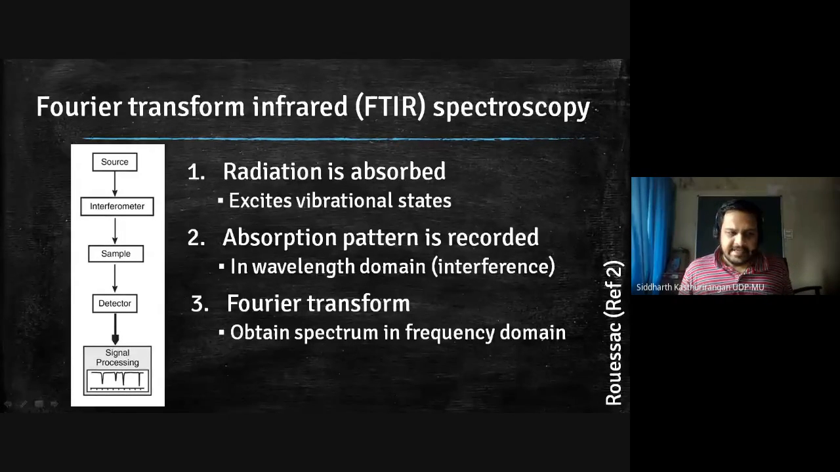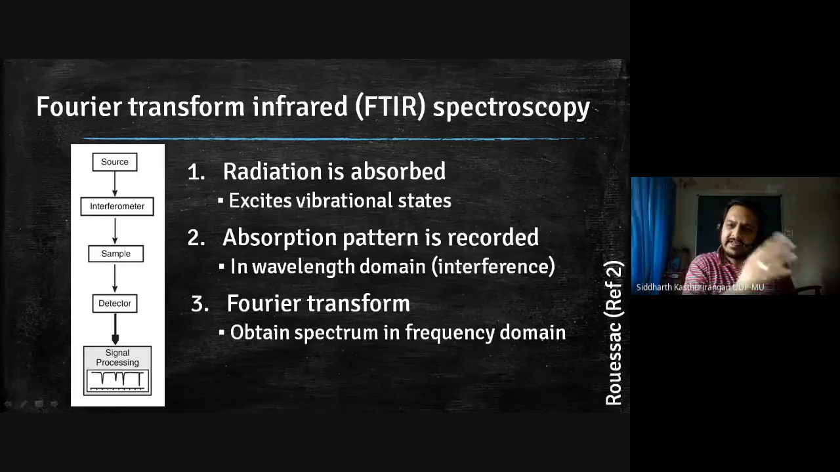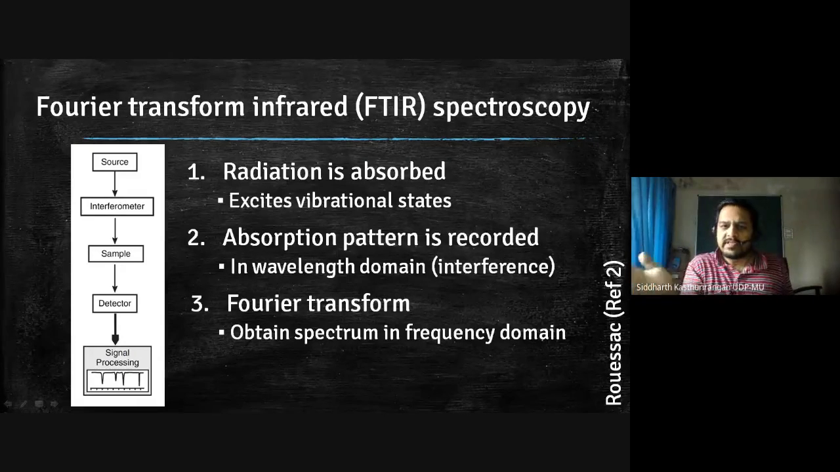But basically, in a normal spectroscopy, you have source, sample, and detector. Radiation comes out of the source, the sample absorbs part of it, and the remaining radiation goes to the detector. You know how much radiation was transmitted by the sample. This is the standard way spectroscopy works. Here what you are doing is you are adding another component in the middle called an interferometer.